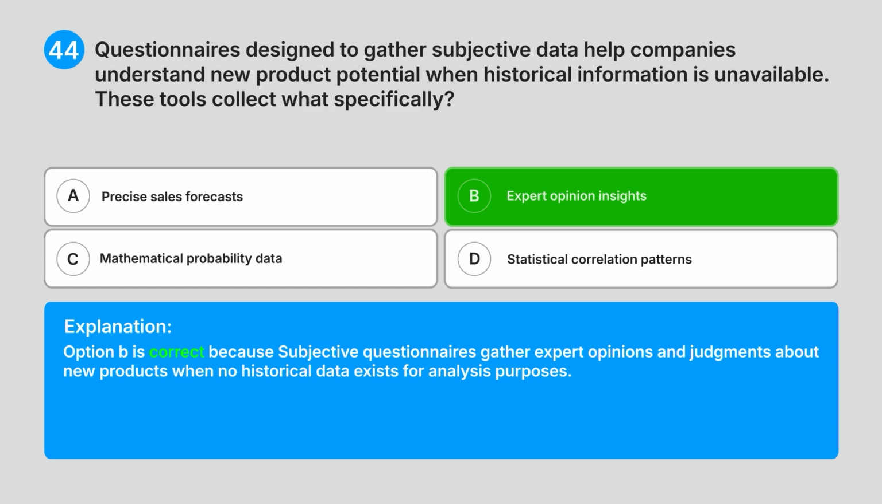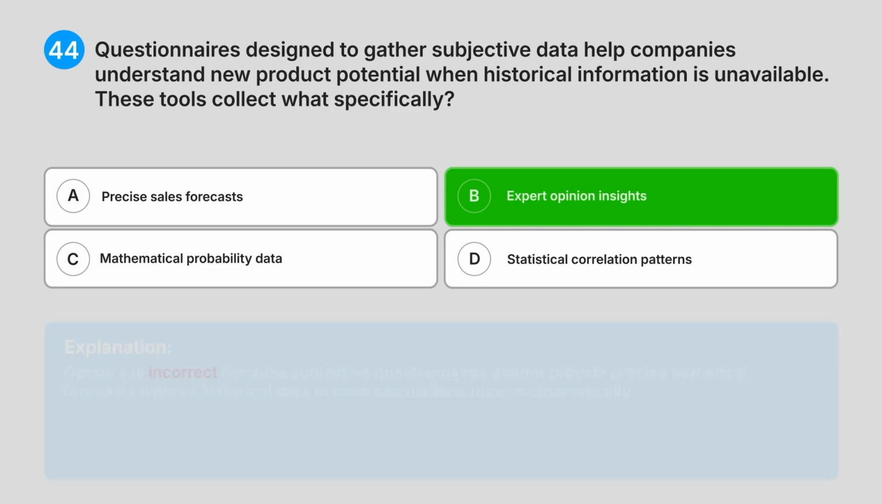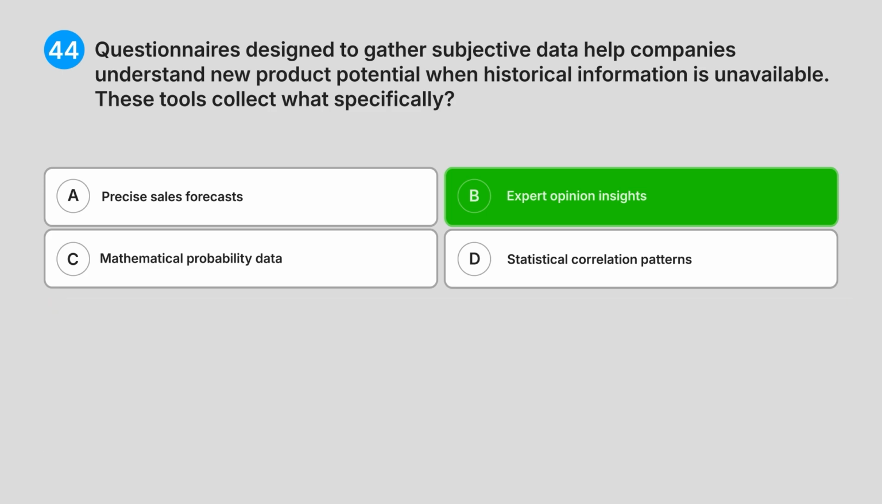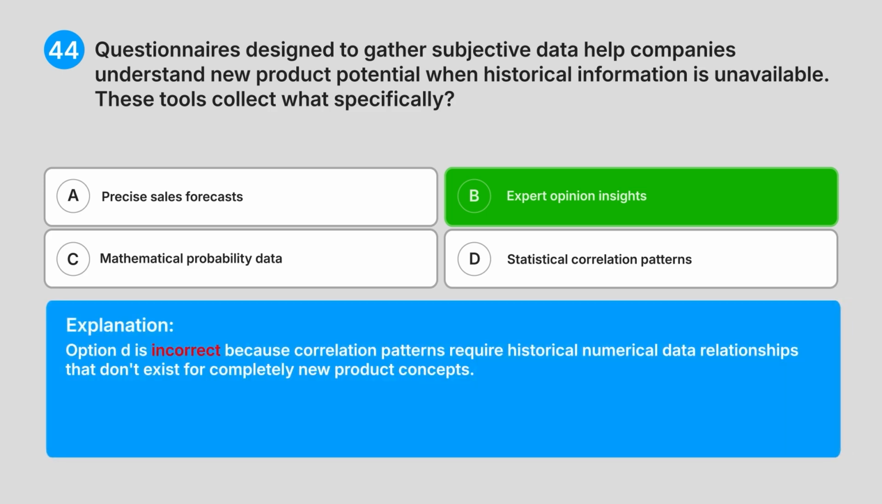Explanation. Option B is correct because subjective questionnaires gather expert opinions and judgments about new products when no historical data exists for analysis purposes. Option A is incorrect because subjective questionnaires cannot provide precise numerical forecasts without historical data to base calculations upon mathematically. Option C is incorrect because subjective responses don't yield the numerical probability values that mathematical analysis would require for calculations. Option D is incorrect because correlation patterns require historical numerical data relationships that don't exist for completely new product concepts.